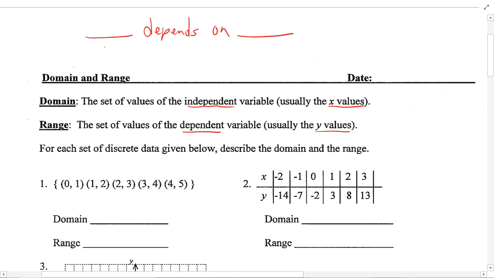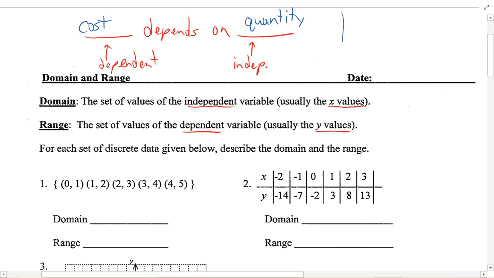So this would be your dependent, and the other one would be your independent. Okay, so for example, cost and quantity. Does quantity depend on cost? Kind of, but what's really for sure is that cost depends on the quantity that you buy. The more you buy, the more you pay.